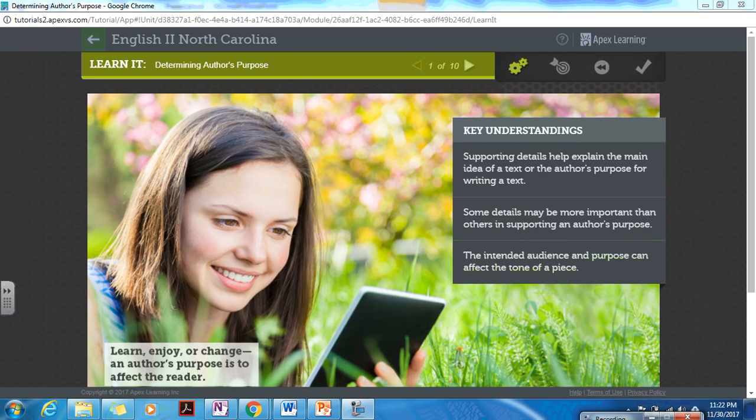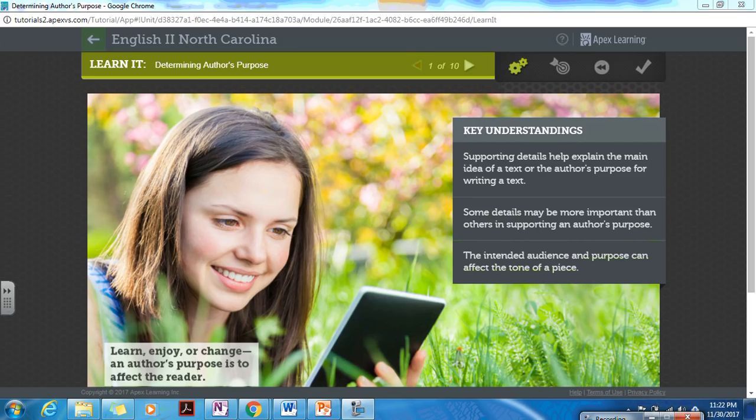So, some 3 key understandings. First thing, recognize that in analyzing and determining an author's purpose, we have to focus on the supporting details. They help explain the main or central ideas of the text that the author is writing.